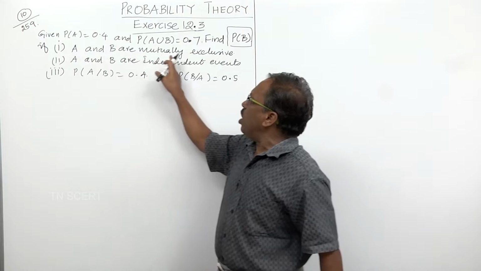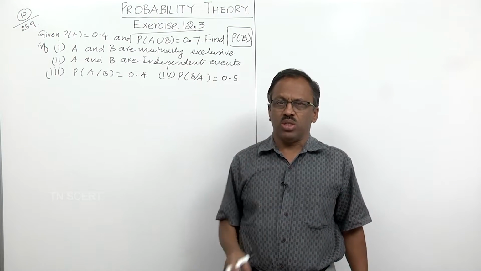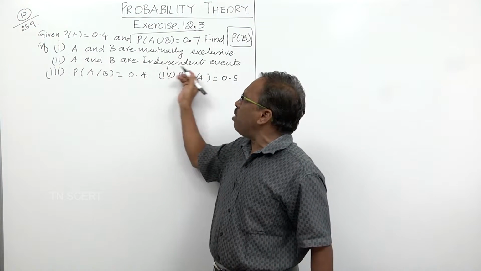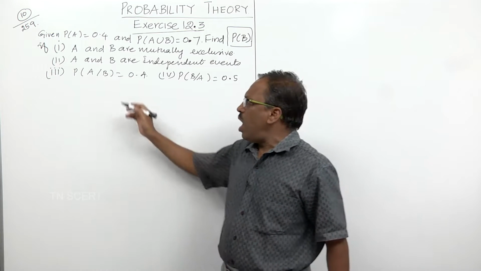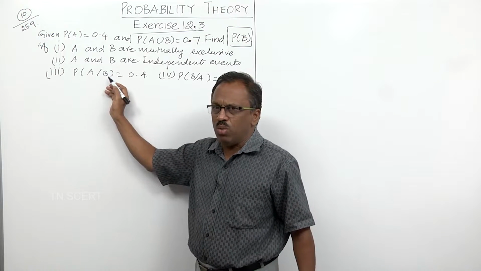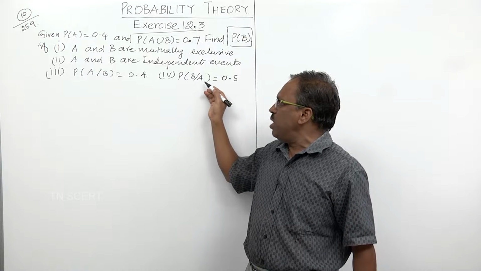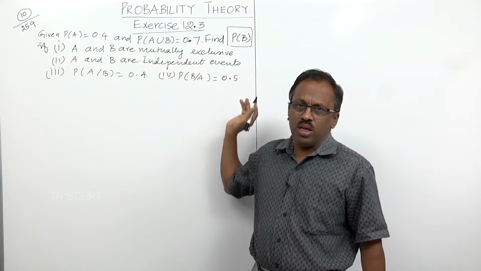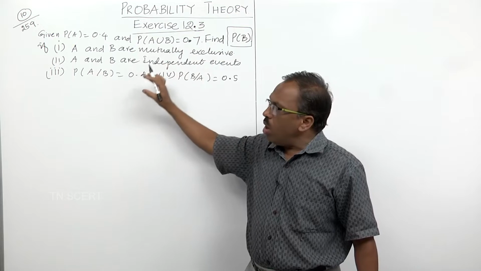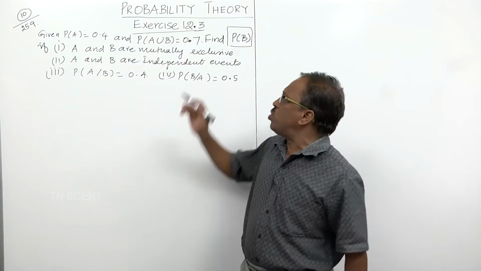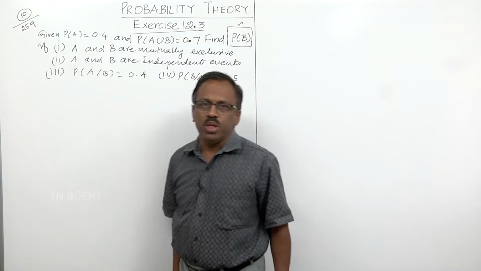If A and B are mutually exclusive, that is the first question. And the second question, A and B are independent. And probability of A given B, one result, probability of B given A, another result. In all the four cases, we wish to calculate P of B. Remember that.